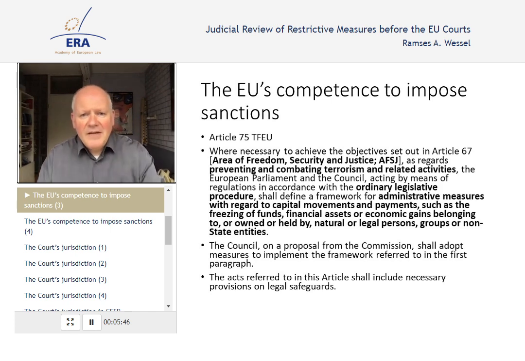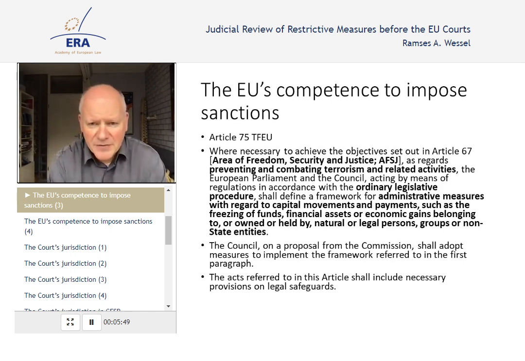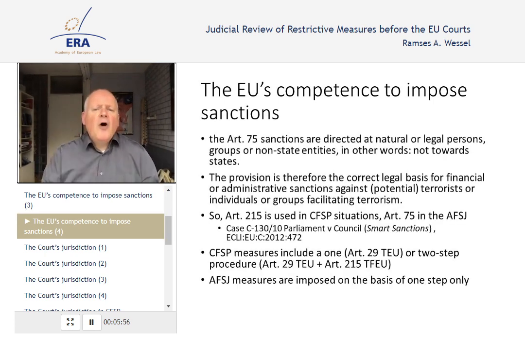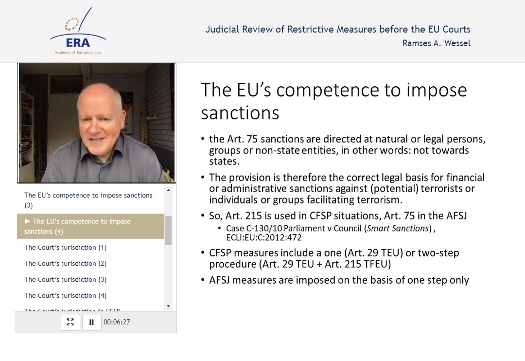So let's take another look at how this Article 75 relates to sanctions. The Article 75 sanctions are directed only, and that's important to realize as well, to natural and legal persons, to groups or non-state entities, but not to states. And Article 215, we have seen, can be used both for individual sanctions and for sanctions against states. So it has been said that the provision, therefore, is the correct legal basis for financial and administrative sanctions that are directed against potential terrorists. But again, as I said, something for the discussion, to what extent is that actually being consistently used in practice?